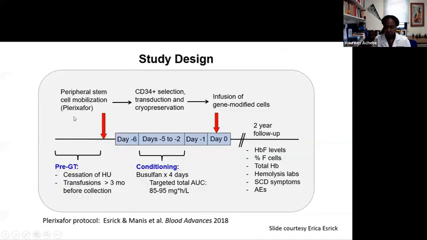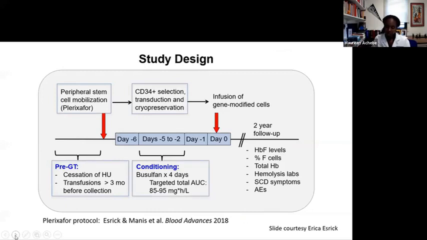More specifically, we get cells from the patient. These cells are being worked on in the lab, and in the meantime, the patient gets chemotherapy. We infuse the cells, and we are following the patients for up to 2 years.